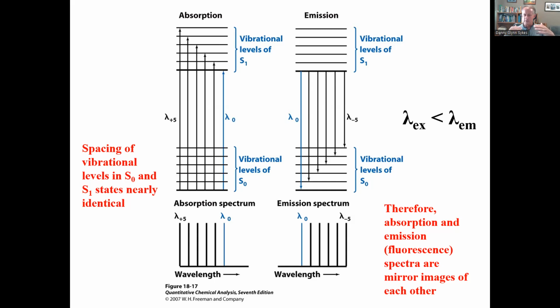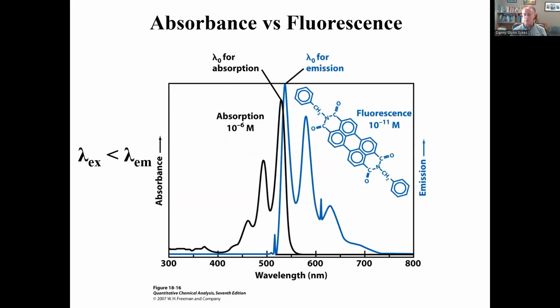Okay, and so the transitions then to these different vibrational levels, these different electronic states, really are very similar to each other. And what it says then is that the absorption and emission profiles are almost mirror images of each other. And that's what this is showing. The black line is absorption, the absorption profile for this molecule. And then the blue line is the emission profile for this particular molecule, right?